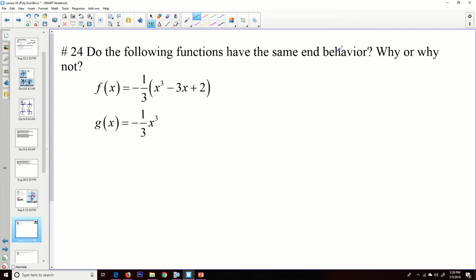Do the following functions have the same end behavior? Why or why not? Well, let's take a look at these things. I have f of x equals negative 1/3 times the quantity x to the third minus 3x plus 2, and g of x equals negative 1/3 x to the third. Well, I can get rid of my parentheses by distributing and say that this would be negative 1/3 x to the third, and then negative 1/3 times negative 3 would be positive 1x, and then negative 1/3 times positive 2 will be negative 2/3.